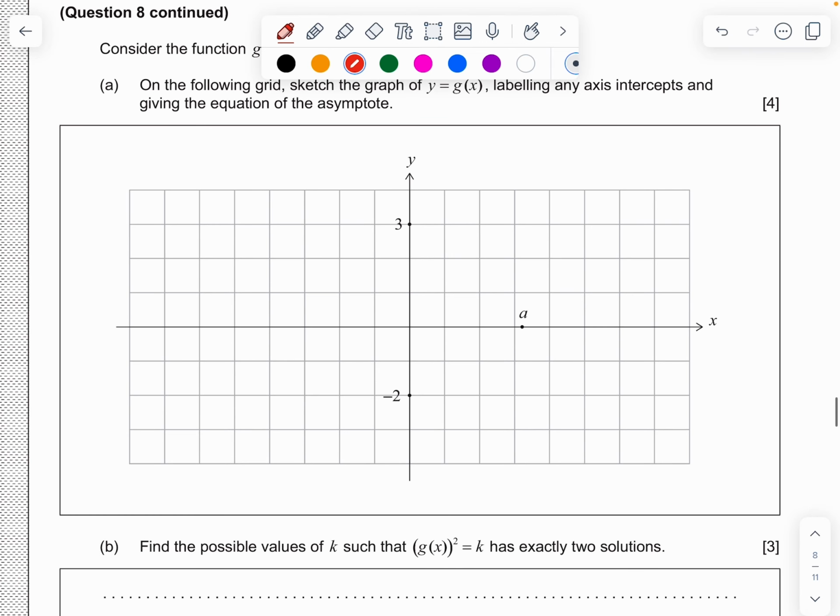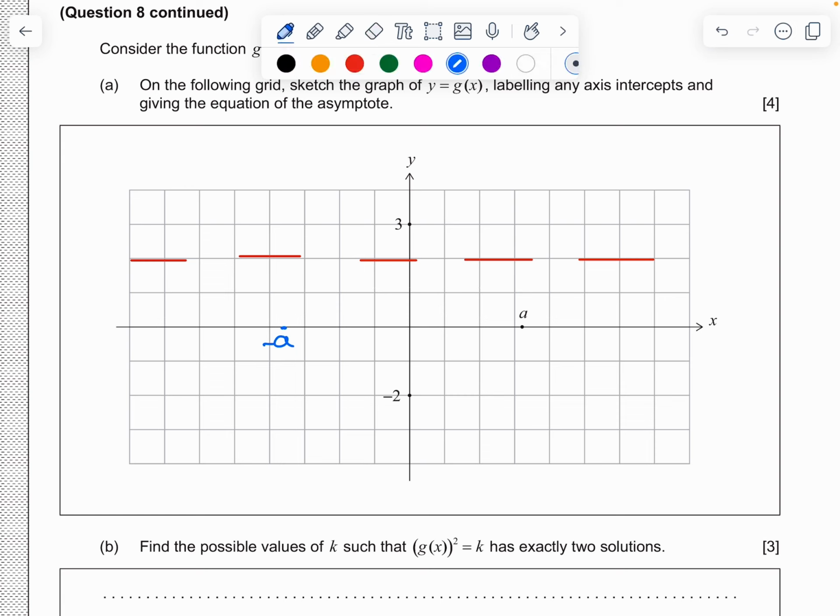So what am I going to do? I'm going to draw the asymptote y equals +2. I'm going to draw the new asymptote y equals +2. Then, second, third line after that, this is negative a and this is positive a. Negative a is over here and positive a is there.